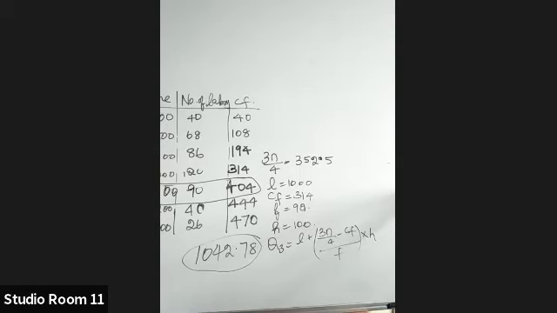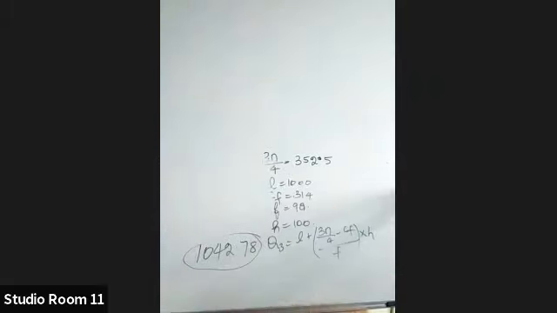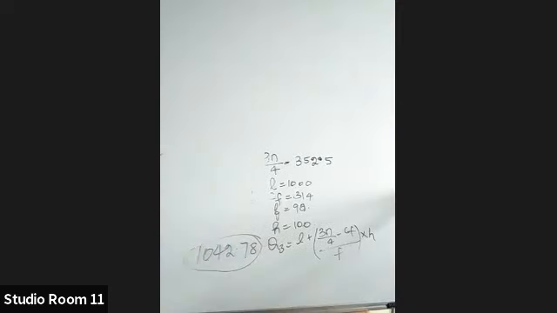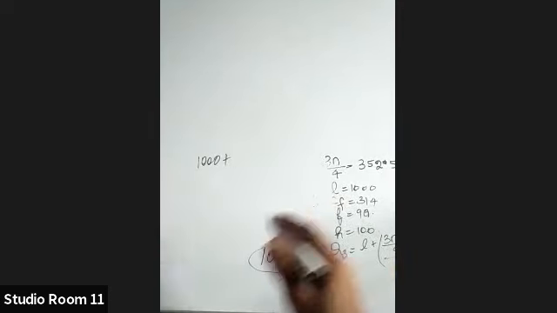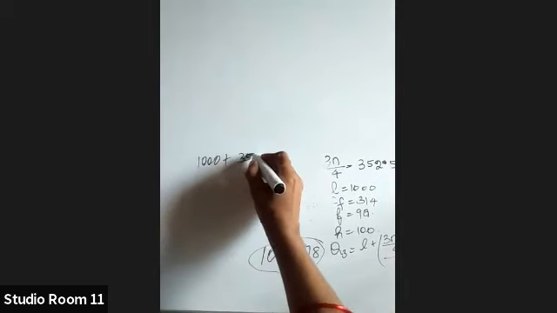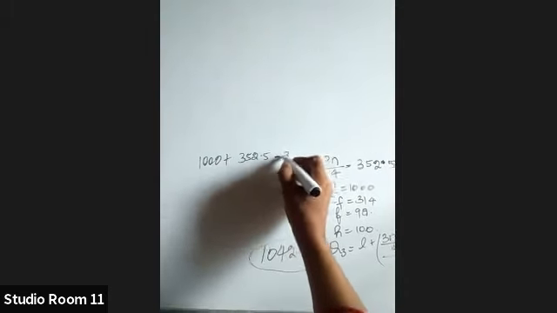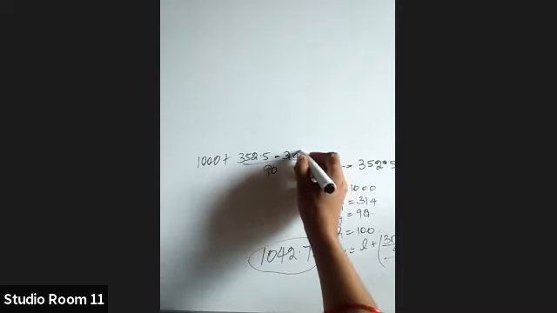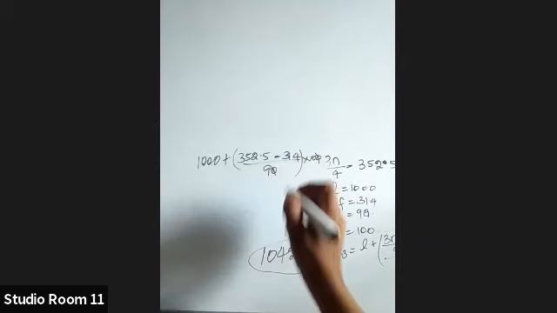Ma'am, I am still getting 1004.2. Then some more calculation mistake is there. Ma'am, is it 1042.77? Okay, 1042 point something we are getting means it is okay. What is L? 1000 plus, we apply the formula, it is 1000 plus 3n by 4, 352.5 minus cumulative frequency, 340 by 90 into 100. 10 here will get cancelled.